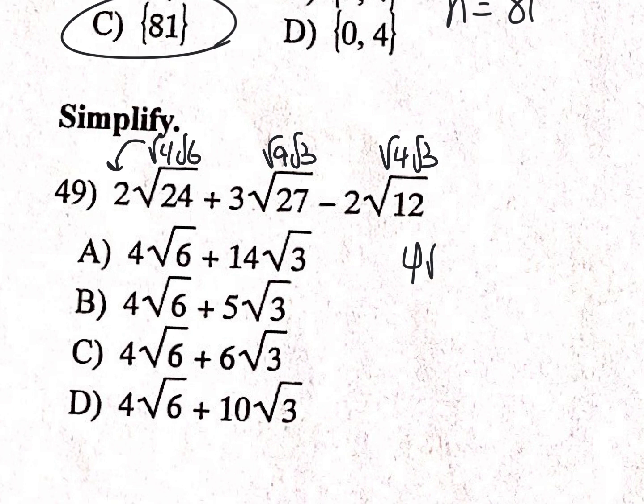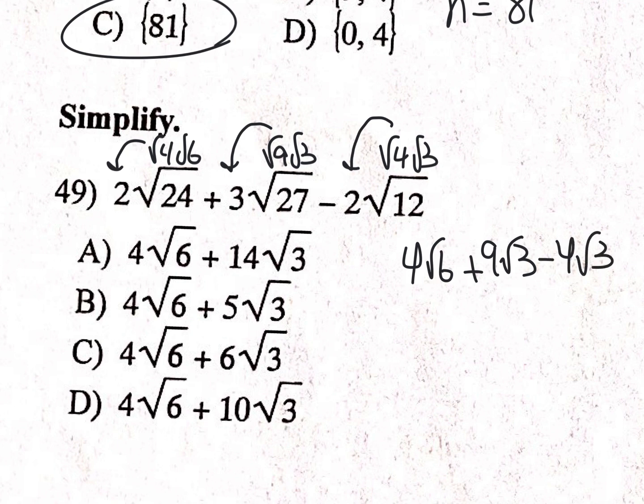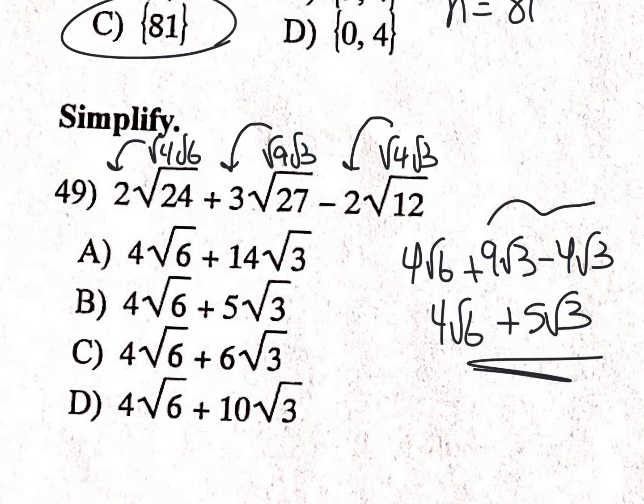2 times 2 is 4 root 6. Second term, the square root of 9 is 3. Multiply by the 3 that's already there. It gives me 9 root 3. Last term, square root of 4 is 2. Multiply by the 2 that's already there. That's 4 root 3. And all I can add are these two right here, because they both have the same radical. 9 minus 4 is 5 root 3. There it is, 4 root 6 plus 5 root 3. That's answer B. Got it.